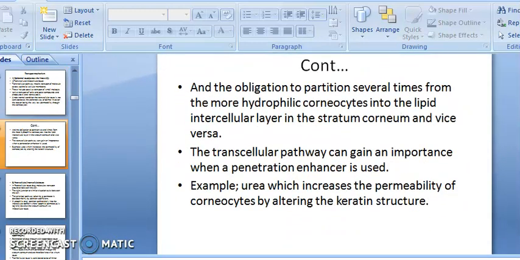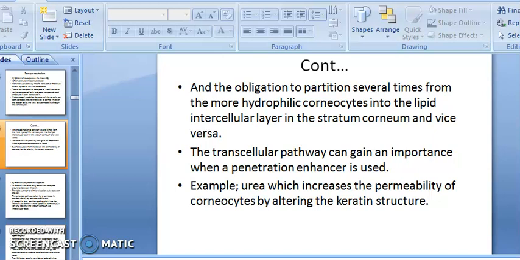Then the drug has to partition several times from the more hydrophilic corneocyte into the lipid intercellular layer in the stratum corneum and vice versa. The intercellular pathway is important, and the transcellular pathway can be achieved by the addition of a penetration enhancer.